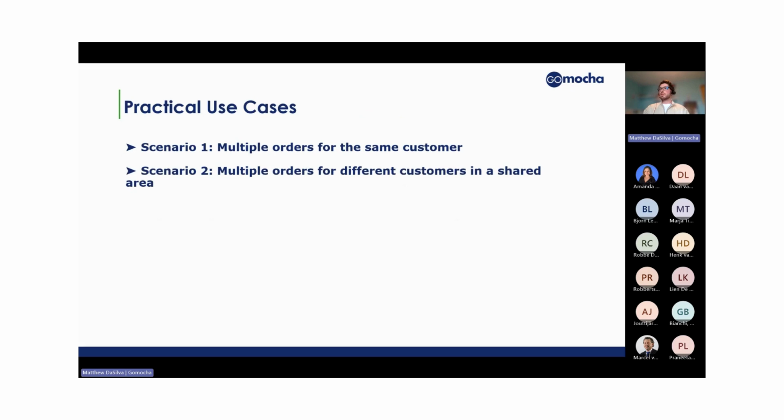So let's look into two use cases. The first one is multiple orders for the same customer. And the second one is multiple orders for different customers in a shared area.